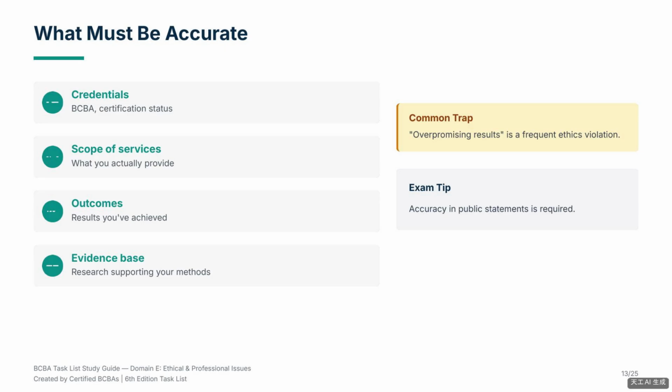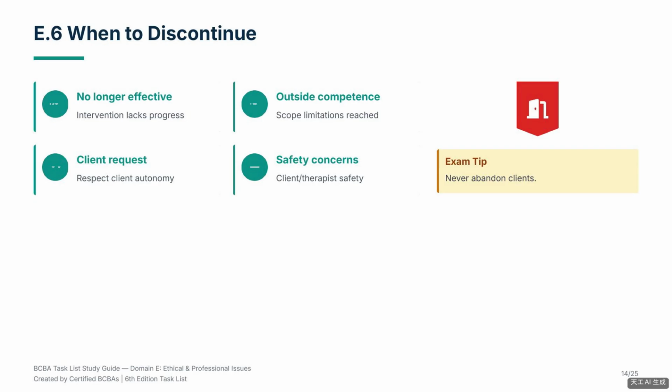A very common ethics violation on the exam is overpromising. If an answer choice makes outcomes sound guaranteed, it is almost always wrong. Ethical communication is honest, even when honesty sounds less impressive. Sometimes the ethical choice is to stop providing services. This may happen when the intervention is no longer effective, when the case moves outside your competence, when the client requests discontinuation, or when safety becomes a concern.